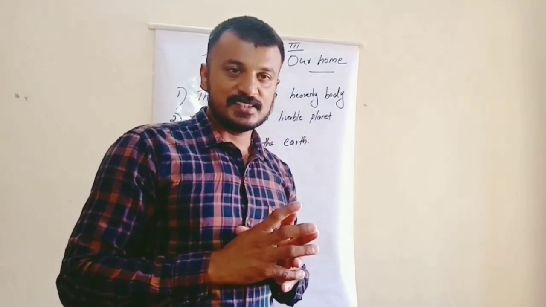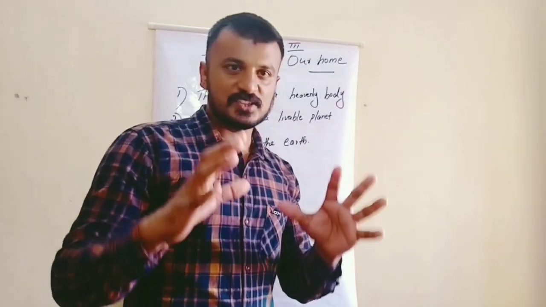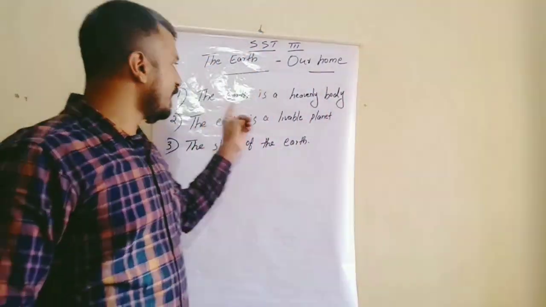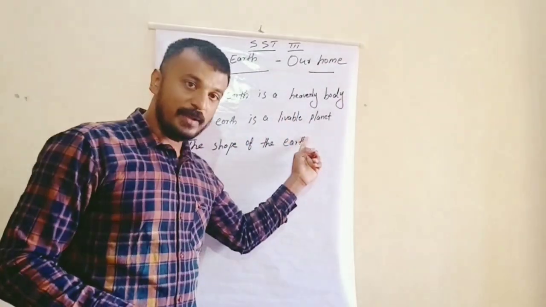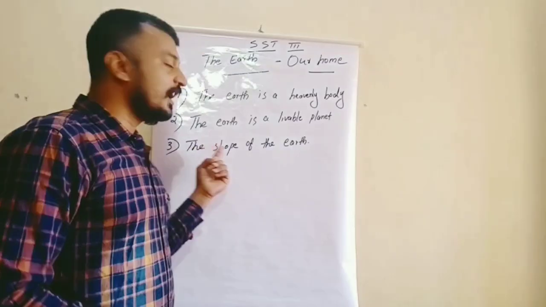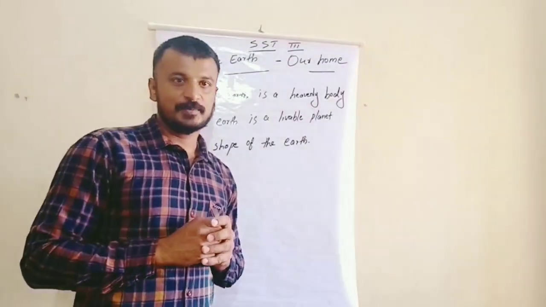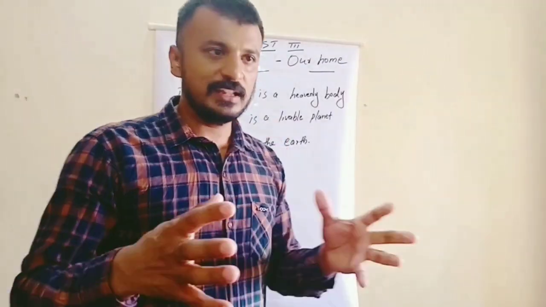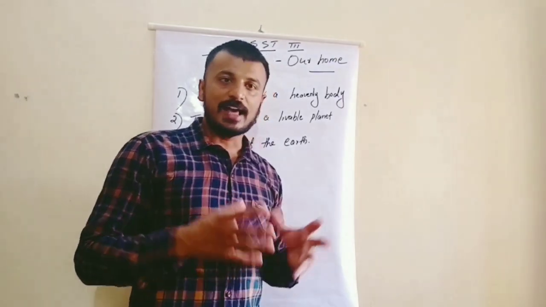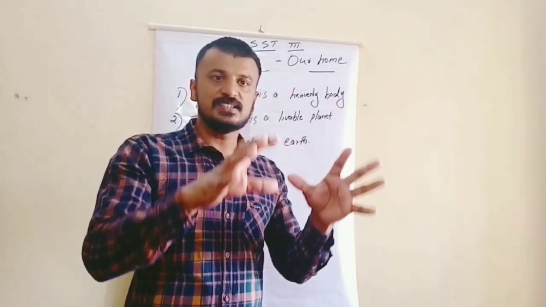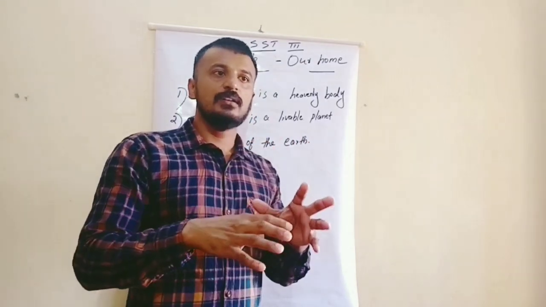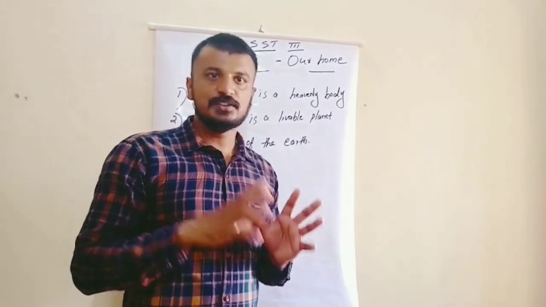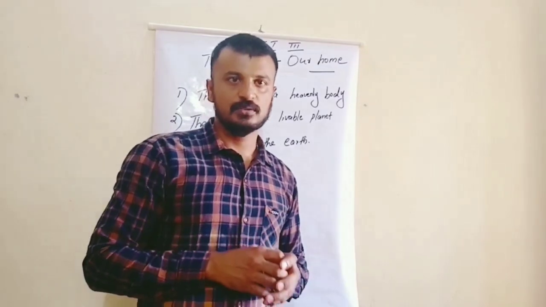So, in this lesson, I hope you understood the three things about the earth: that the earth is a heavenly body, the second one is the earth is a livable planet, and the third one is about the shape of the earth. And some question answers, fill in the blanks, tick the correct answers and answer the following, and all things are given at the end of this lesson. That also I will add here in this video, at the end of this video.